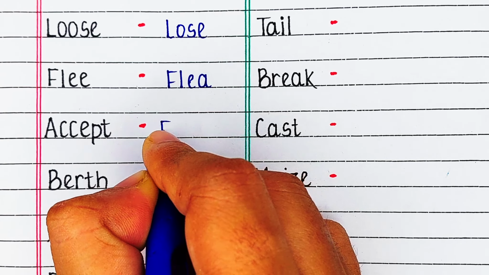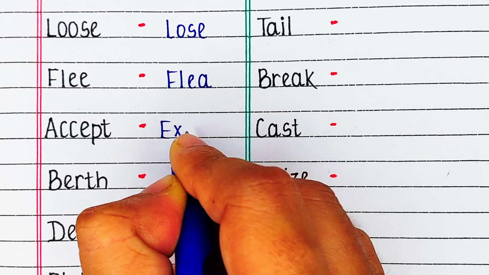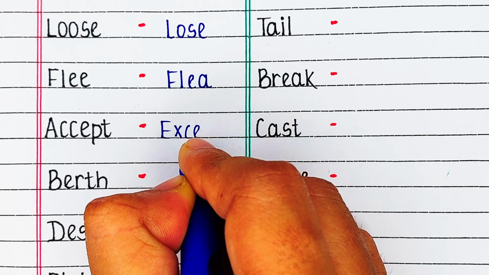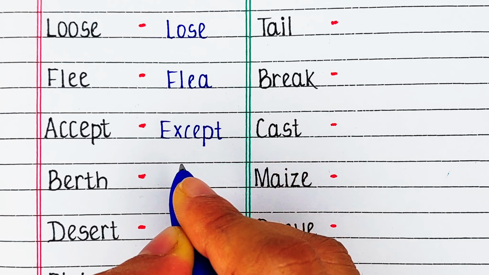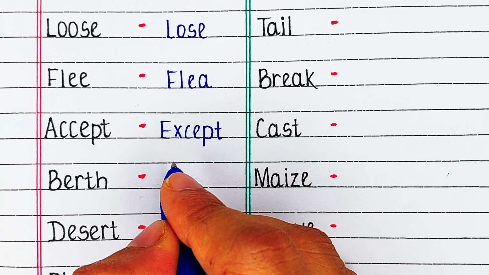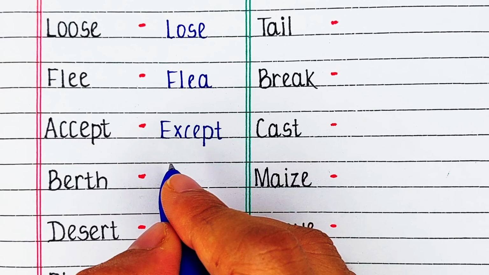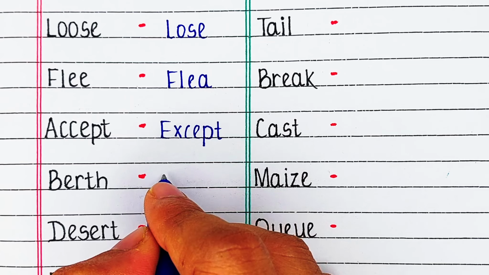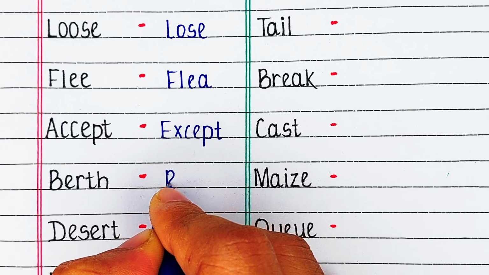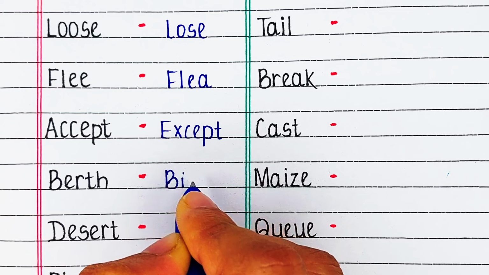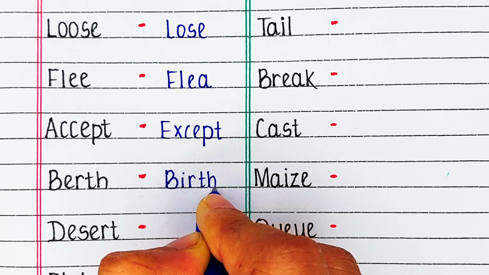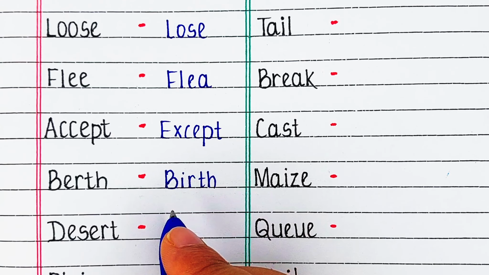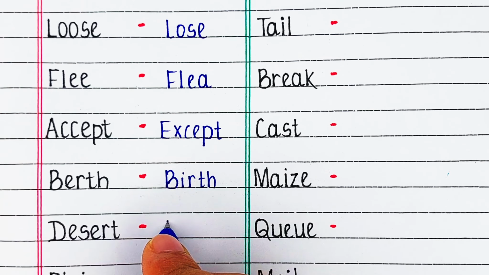Next pair of confusing words is accept. ACCEPT means to receive or approve, whereas EXCEPT means apart from. Next pair of confusing words, berth. BERTH means a bed on a ship or train, whereas BIRTH means the time when something begins, especially life.